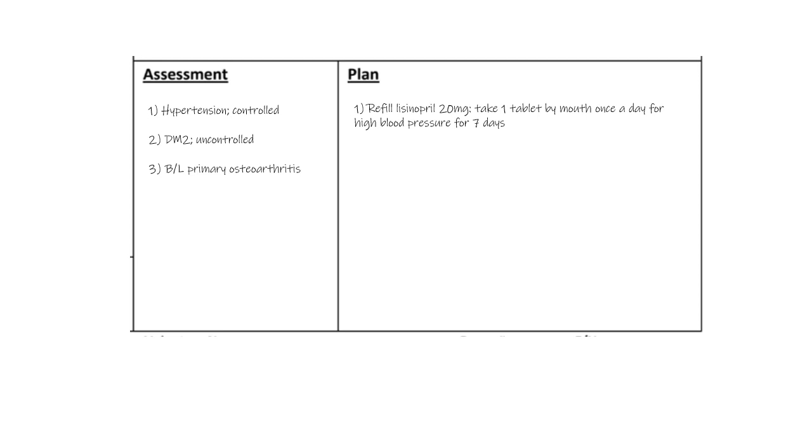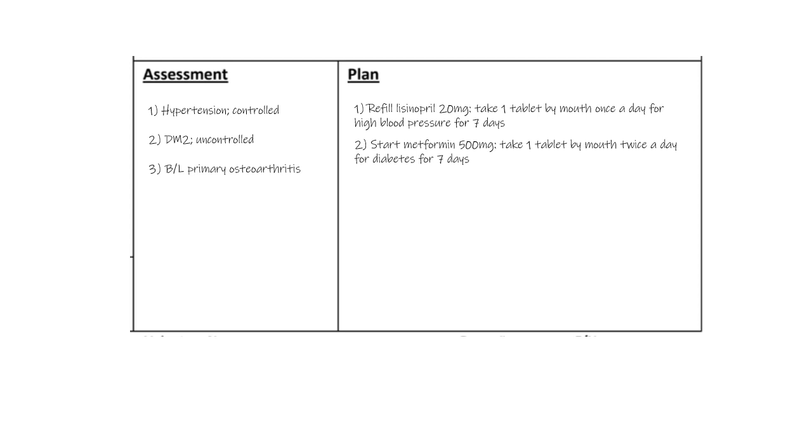So for the plan here, we put the correlating numbers 1 and 1. This is a refill, so we're going to state refill lisinopril 20 milligrams, and then we're going to write out the full SIG and specify for how many days they'll be taking this. So take 1 tablet by mouth once a day for high blood pressure for 7 days. That is for hypertension. For number 2, diabetes, we are going to start metformin 500 milligrams.